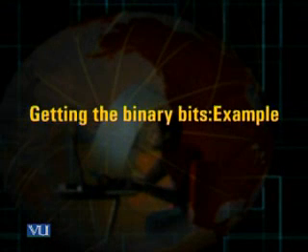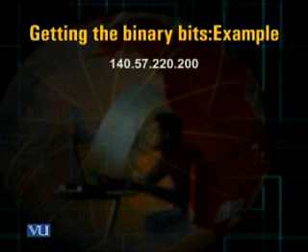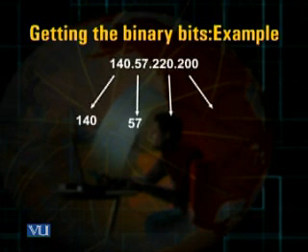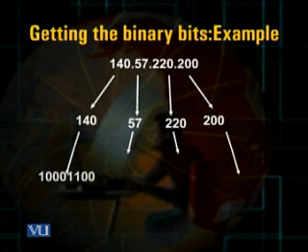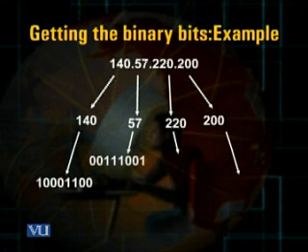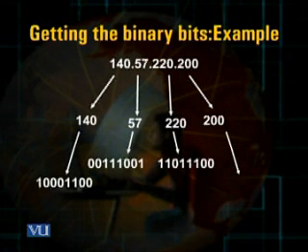On the TV before you, the binary bits example is shown. There is an IP address 140.57.220.200. Remember that I told you that this information is viewed by the computers in terms of binary data, in terms of bits, that is ones and zeros. So you can see that 140 when converted to binary data represents 10001100. Similarly, 57 corresponds to a unique pattern of binary data. Then 220 has its own pattern of ones and zeros. 200 has got its own unique pattern of ones and zeros. This is shown before you.